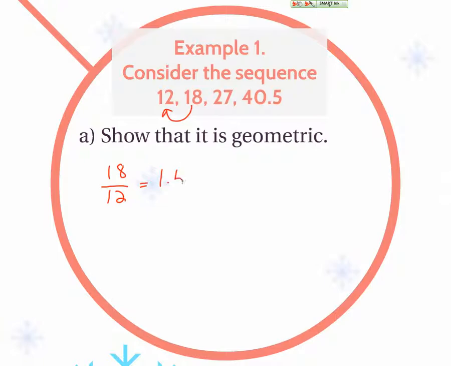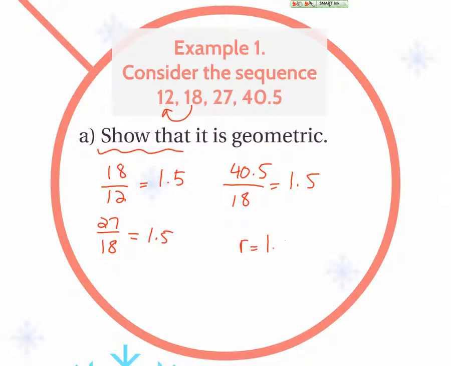1 and 1/2, 1.5. And again, since it's a show-that problem, we do have to keep doing this to show that it is geometric, but a lot of times you can just do it once and call it and have your common ratio. But if I do 27 divided by 18, sure enough, we get 1.5. If I do 40.5 divided by 27, we get 1.5. So my common ratio is 1.5.